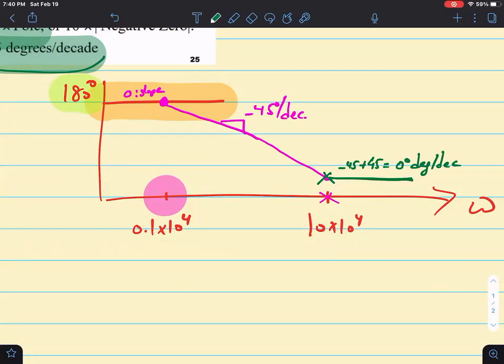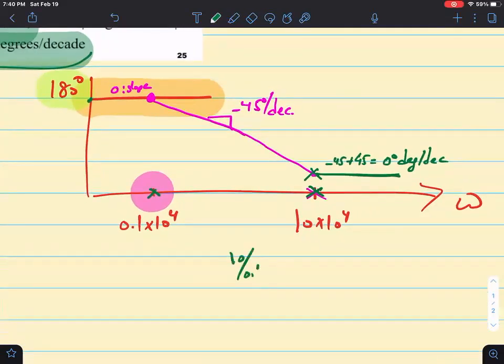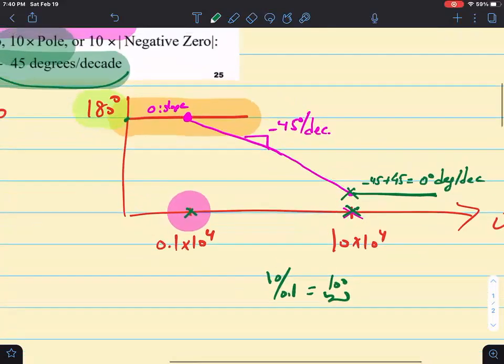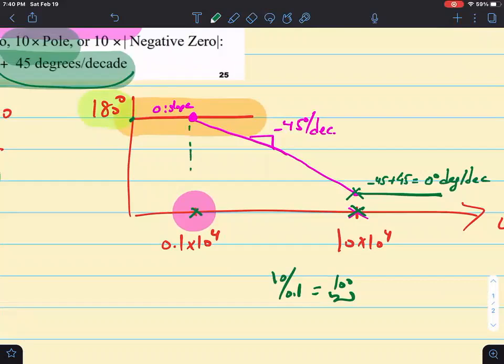Now the value here, we started at 180. From here to here, this is 2 decades, because from 0.1 to 10 means 10 over 0.1. This is equal to what? To 100. This is 2 decades. So this means minus 45 degrees per decade, meaning I have dropped down by minus 90. This whole drop here is minus 90 degrees, and so I wind up with 90 degrees for this example.